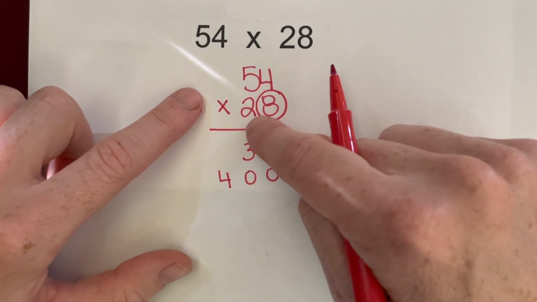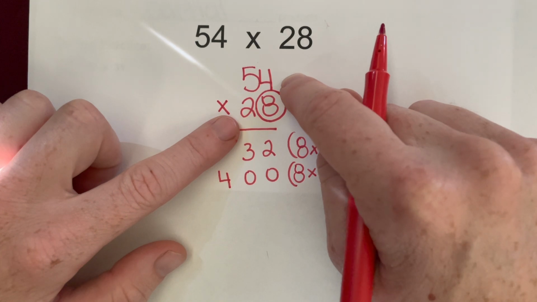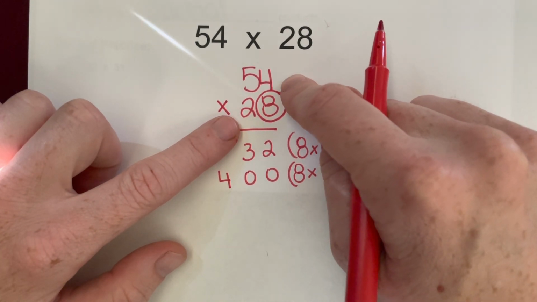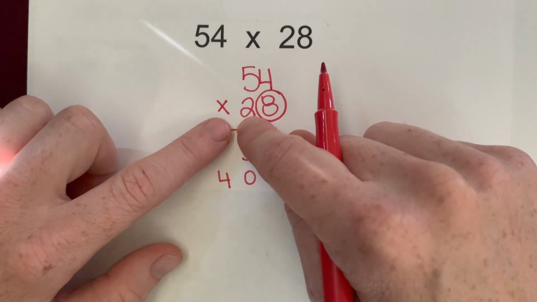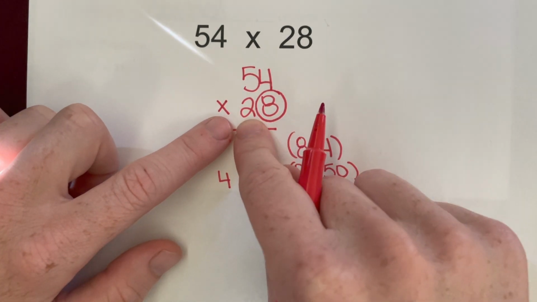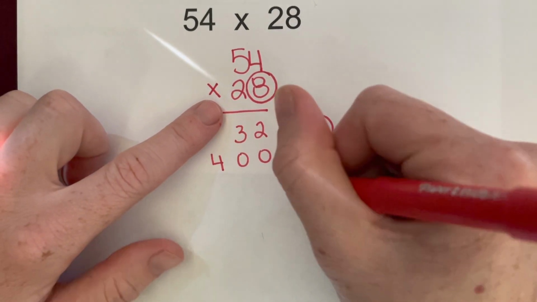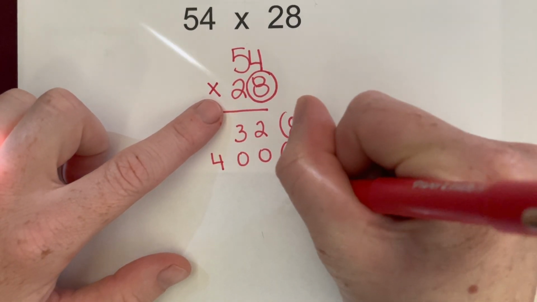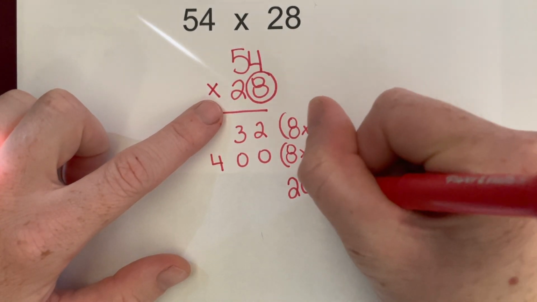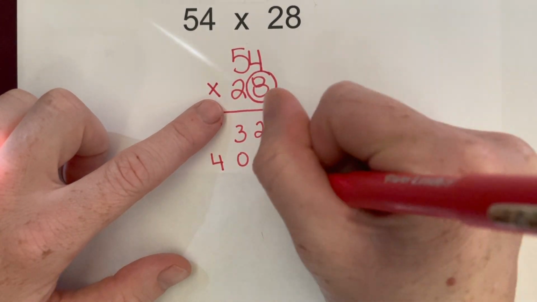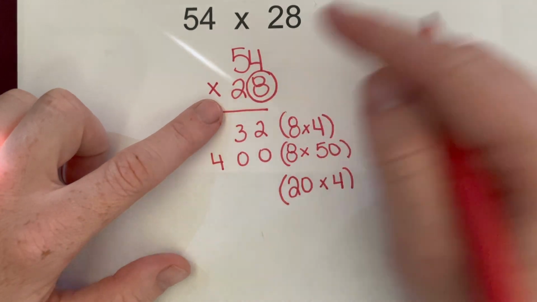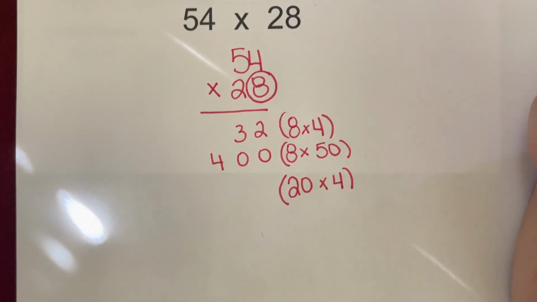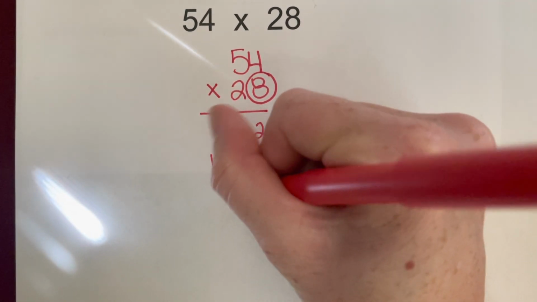Now I'm going to multiply this 2, and I'm going to start by multiplying the 4. The 4 is in the ones place. This time, the 2 is not in the ones place. The 2 is in the tens place. So I have 20 times 4. 20 times 4 is going to be 80.